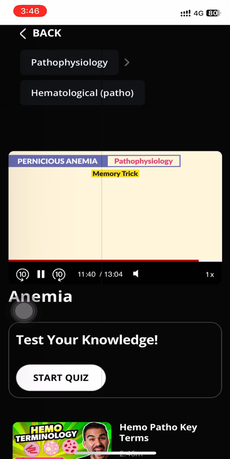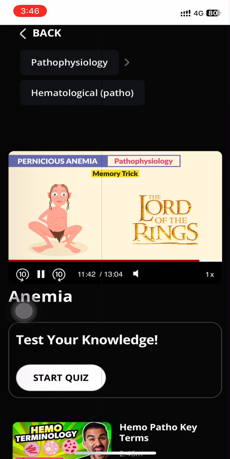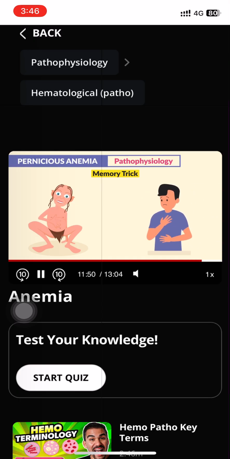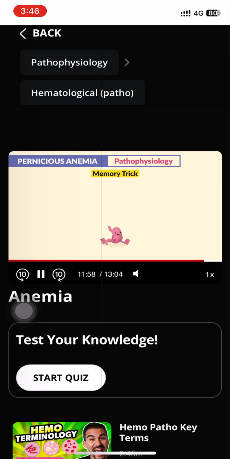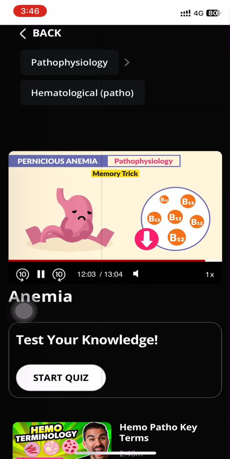So the memory trick. Just think of Gollum from Lord of the Rings, who rubs his hands together near his stomach and always says, precious, precious. So just rub your hands near your stomach and just say pernicious anemia or precious anemia. They kind of sound the same, and since the hands are near the stomach, it helps you remember that the stomach is not absorbing the B12.